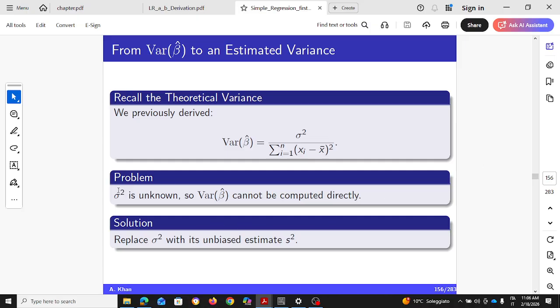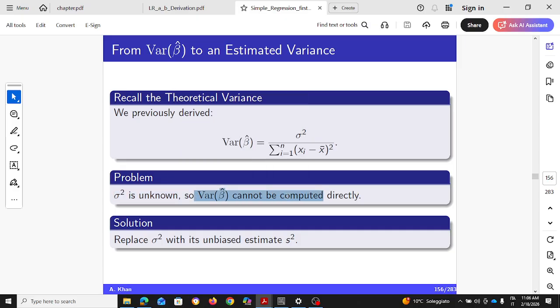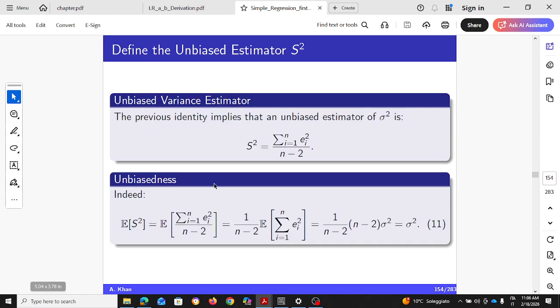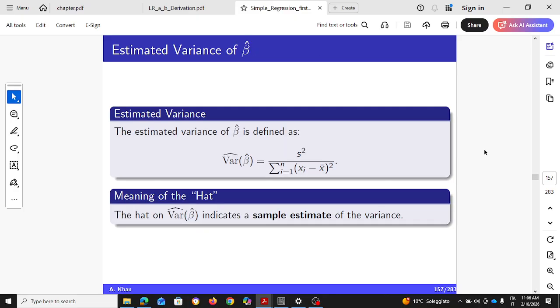Now, what was the problem? This value was unknown. So if this value is unknown, we could not calculate this variance directly. So what we did, we replaced this by S square, which we saw before. We have changed the definition of sigma square to S square, and now the variance can be written in this form, just replacing sigma square with S square.